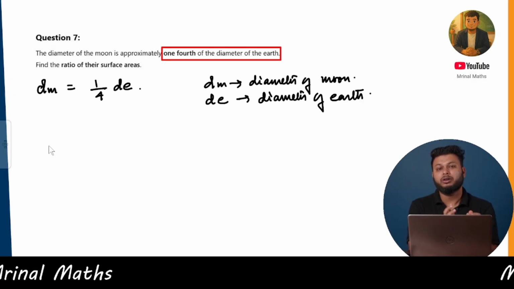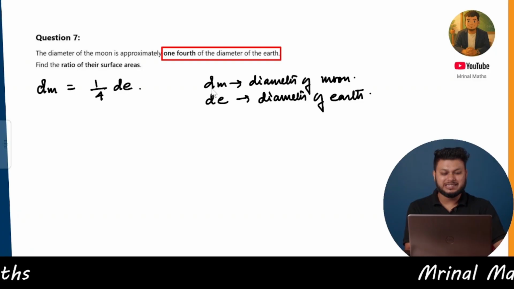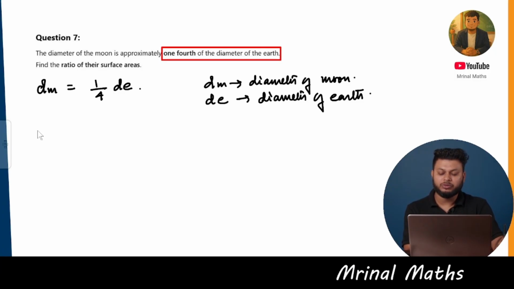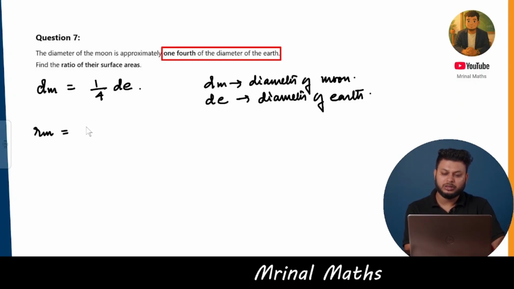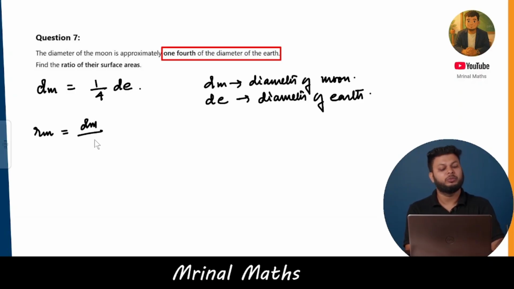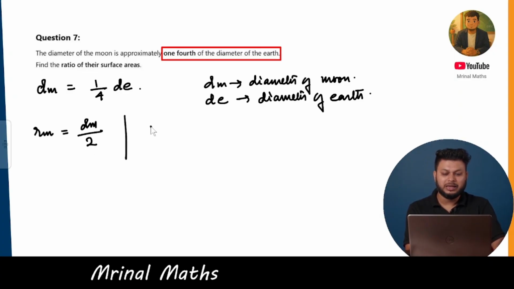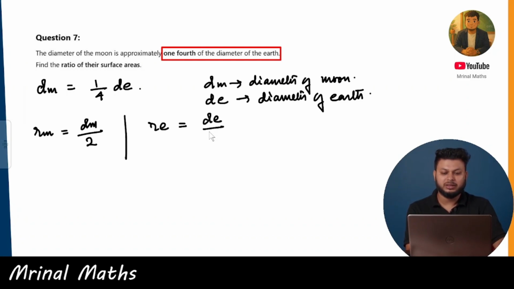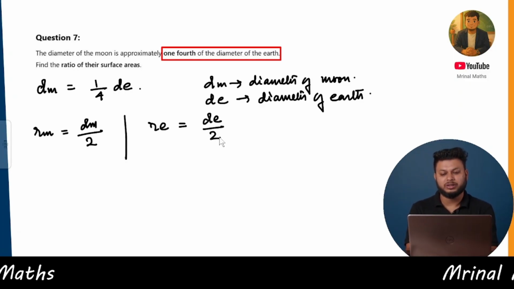Now there are a number of ways to find it out. I am showing one of them. So now since m is considered for moon and e for earth, here you can write radius of moon is equal to diameter of moon by 2. Similarly, you can also write radius of earth is equal to diameter of earth by 2. So this is a very important point here.